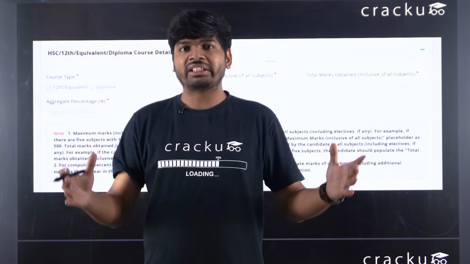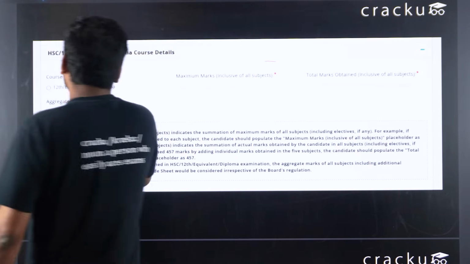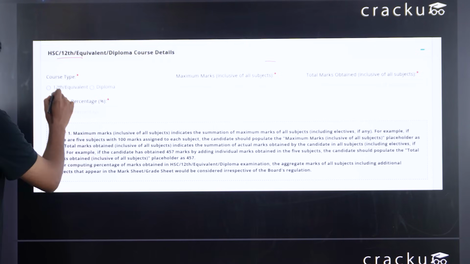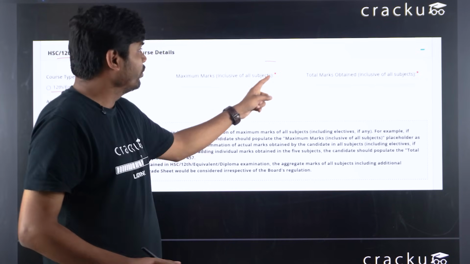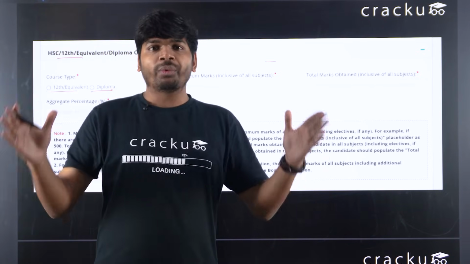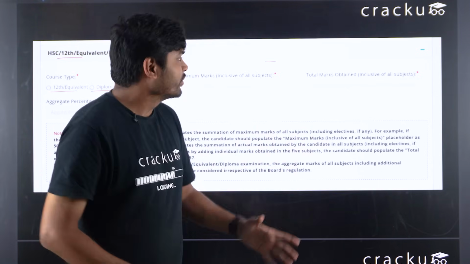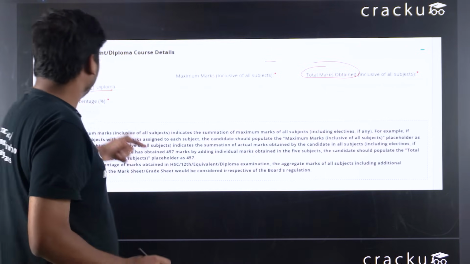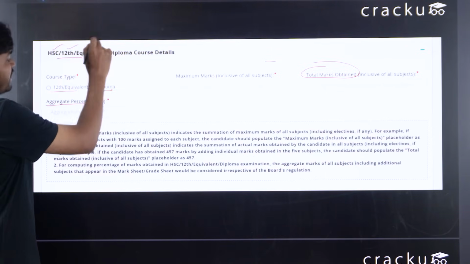After filling the 10th details, now comes the 12th standard details. So in 12th standard, you again have to fill whether you have done 12th or diploma, and what was the maximum marks inclusive of all subjects. You have to also select elective subject in the total calculation, and then how much marks you have obtained you have to fill here. You will get the aggregate percentage in HSC or 12th standard.